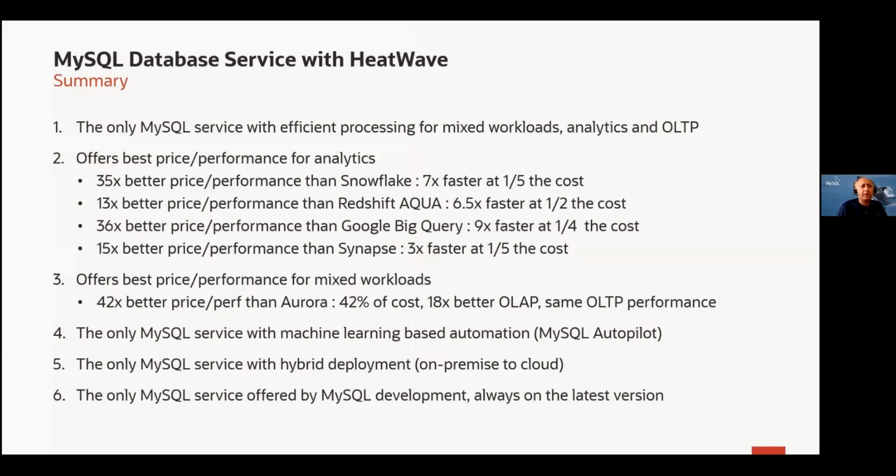So to summarize, what I want to point out is MySQL database service with HeatWave is the only MySQL-based service which provides efficient processing for mixed workloads, analytics, and transaction processing. MySQL HeatWave provides the best price performance for analytics compared to any database service we have benchmarked against. Compared to Snowflake, it's 35 times better. Compared to the latest version of Redshift Aqua, it's 13 times better. It's 36 times better than Google BigQuery. It's 15 times better than Synapse. And in all the cases, it's faster and it's cheaper, right?